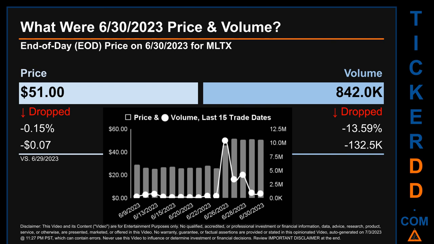Across a range of $26.12, the max and minimum end-of-day price were respectively 51.79 and 25.67. Volume saw a range of 10.3 million, from a day low of 137,000 to a day high of 10.4 million.